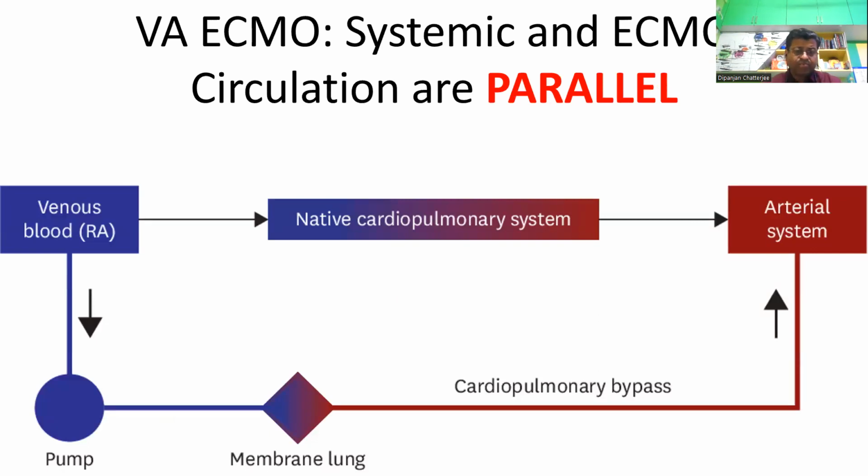Whereas the VA ECMO is a parallel circulation. Why are we saying a parallel circulation? Because a part of the blood which is going to the ECMO circuit does not come again to the left side of the heart, but it goes directly to the arterial system. So the arterial system is getting blood both from the heart through the native cardiopulmonary system as well as through the ECMO circuit. So it's a parallel circulation.